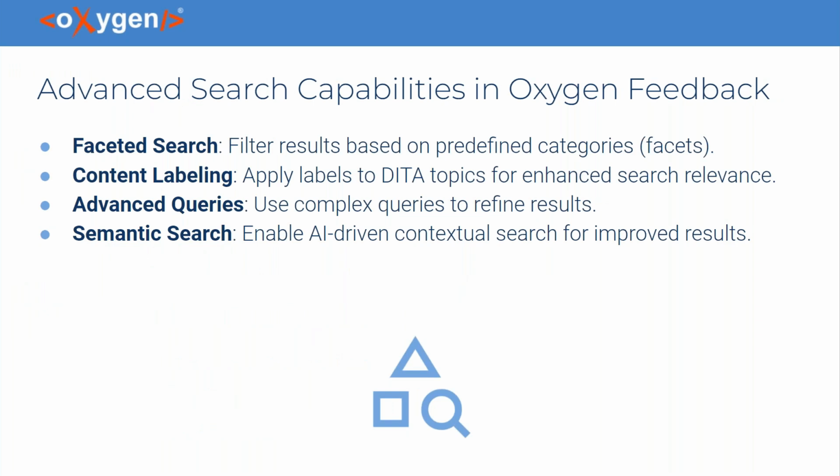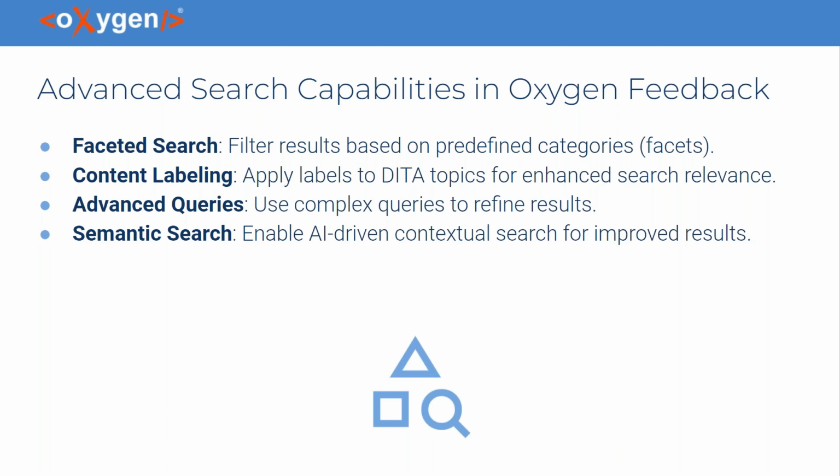And next, we'll explore one of the advanced search capabilities of Oxygen Feedback, namely the faceted search. This allows users to filter results by categories, making it easier to find specific content within your documentation. There are also additional powerful search features such as content labeling, advanced queries, and the AI-driven semantic search. These provide even more flexibility and relevance in search results.